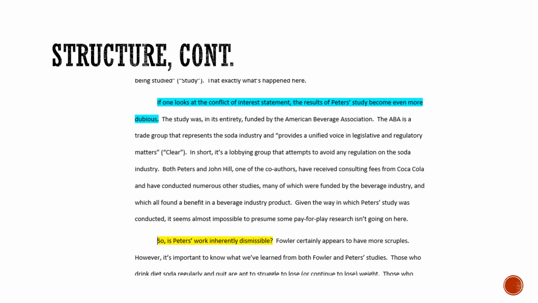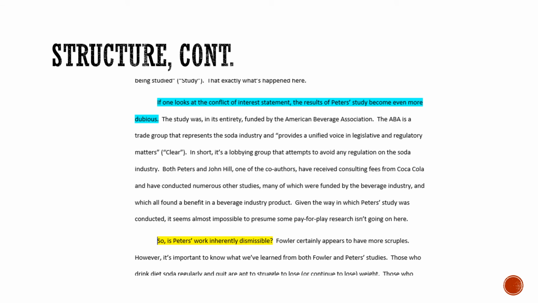So if one looks at the conflict of interest statement, the results of Peter's study become even more dubious. So this is actually a second paragraph sort of talking about the problems in Peter's study. One thing that's different from the way you guys have traditionally been taught is that in this situation, it makes perfect sense to spend a paragraph or 2 paragraphs or 3 paragraphs looking at a single topic. Before you might say, okay, everything about this concept needs to be in this paragraph. Well, if you've got multiple different ways in which you need to address this topic, give it multiple paragraphs. That's what creates a longer and more nuanced and more complex piece of writing, and that's what we're looking for here.